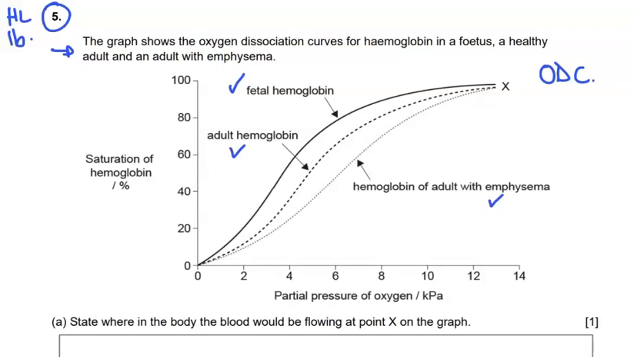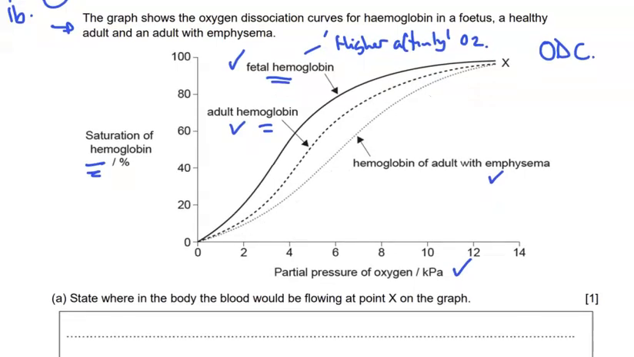Of course, like any oxygen dissociation curve, we have the partial pressure of oxygen on the x-axis and the percentage saturation of hemoglobin on the y-axis, and the characteristic sigmoidal curve, and notably the fetal hemoglobin curve lying to the left of the adult. And you'll recall that the phrase associated with this is that it has a higher affinity for oxygen. So let's see what the question would like us to do.